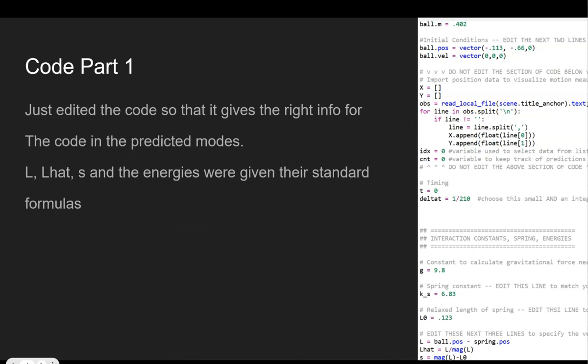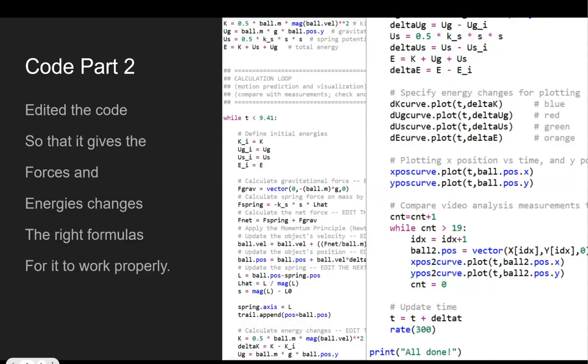Code part 1. I edited the code a little so it gives the right information. The code has the predicted modes, L, L hat, and S, and the energies were given in the standard formulas. You can see the mass, the position was changed, the delta T was kept the same, gravity was still 9.8, Ks was changed, L naught was changed, and then L, L hat, and S were given their respective formulas.